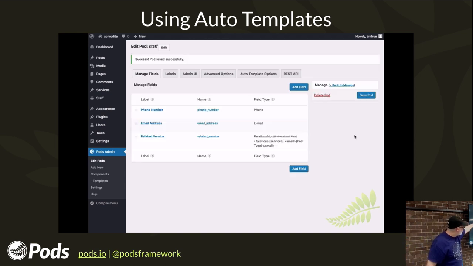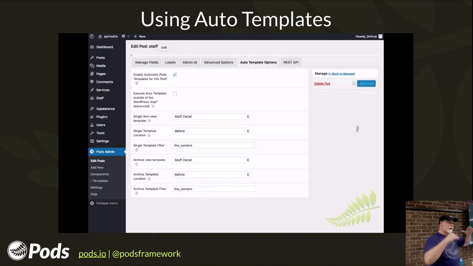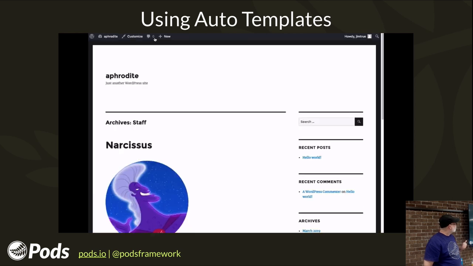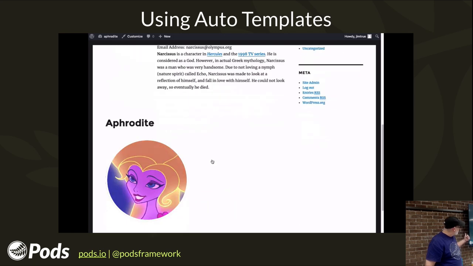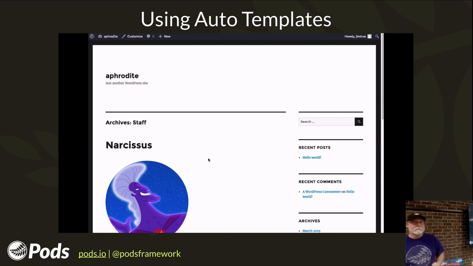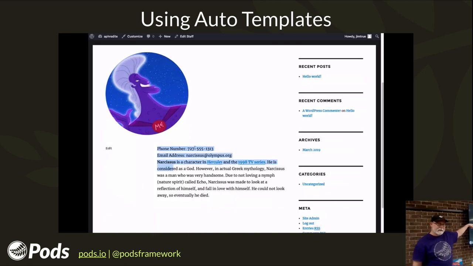This works on both single item view and archive view, and I definitely did want that. I realized it after I saved it that I did it wrong, so I went back in to before, because I want that content to show up before. You hit the save pod, and now if I go into the staff list and look at them, all of a sudden Narcissus now shows his phone number and his email address and the bio, and Aphrodite's phone number and email address are also in there. Pretty straightforward. And that's at the archive view, and if I click on the single post detail, it's also there.